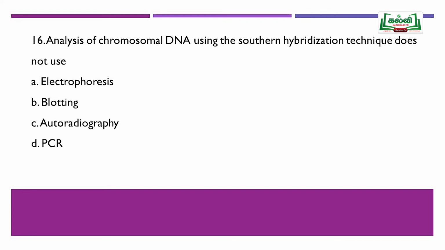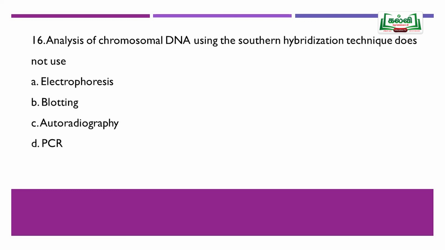So, in Southern hybridization, okay, let us discuss the options: electrophoresis, blotting, autoradiography, PCR. Okay. So, electrophoresis definitely we are using. Only by electrophoresis we run the DNA molecule. According to the molecular size, the band separation takes place. Then blotting. In blotting, with the help of nitrocellulose paper, we blot the DNA molecules. Then autoradiography, here at the final step, for the detection of the particular DNA molecule, we use the probe DNA, using autoradiography.